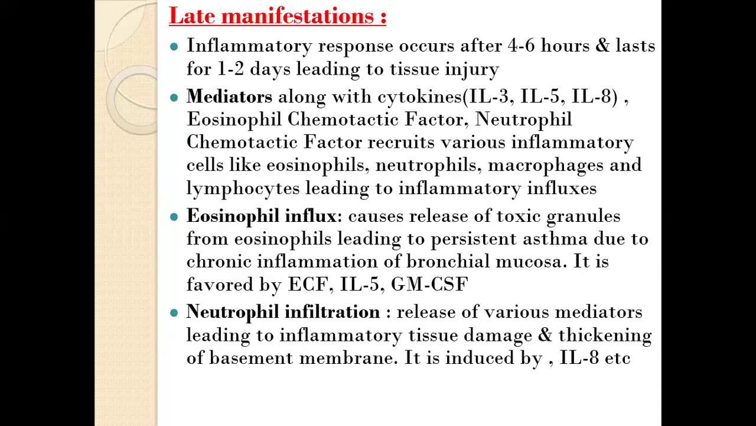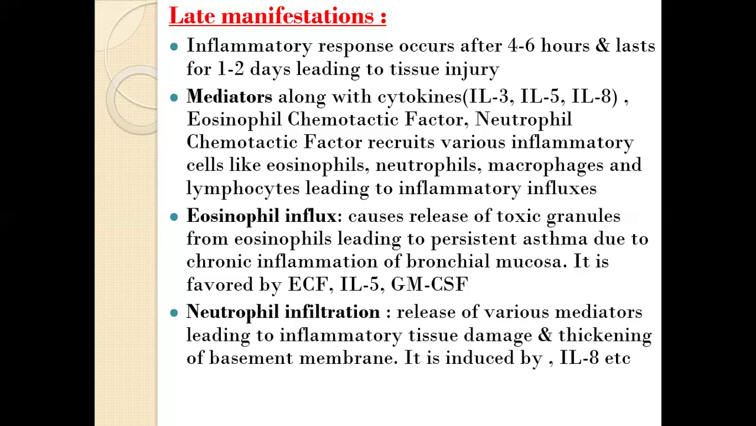Then comes late manifestations. So, as per the name itself, the inflammatory response occurs after 4 to 6 hours and lasts for 1 to 2 days, leading to tissue injury. So already we discussed the mediators are there. Along with that, certain cytokines, interleukin 3, 5, 8, eosinophil chemotactic factor, neutrophil chemotactic factor, recruit various inflammatory cells like eosinophils, neutrophils, macrophages, and lymphocytes, leading to inflammatory influxes.